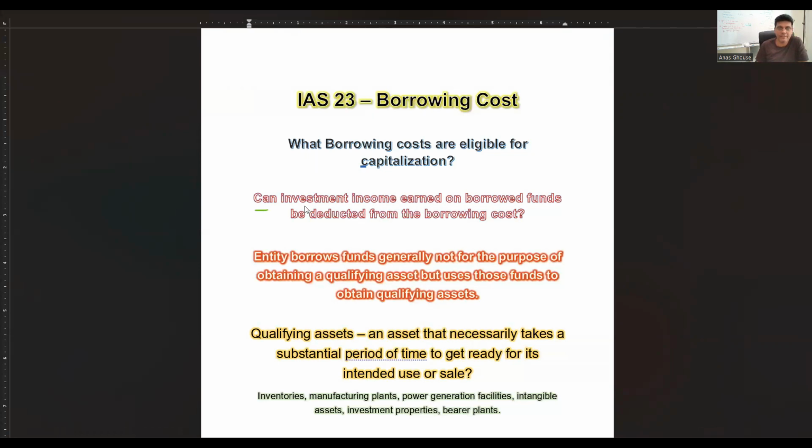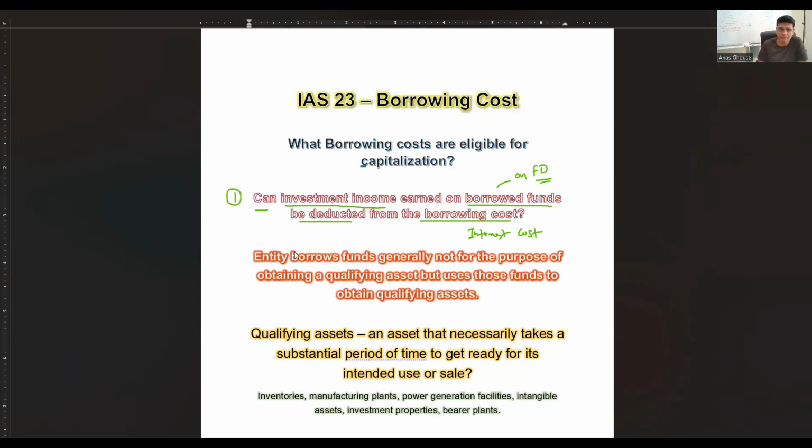The first one is, can investment income earned on borrowed funds be deducted from the borrowing cost? When you have borrowed funds, and those borrowed funds will be utilized in stages, based on the construction progress, then if the full amount is not utilized, until it is utilized, those funds can be invested in fixed deposits or other investment opportunities. Suppose you earn certain income on those investments, what has to be done? Can that investment income be deducted from the borrowing cost? The borrowing cost means the interest cost that you are paying on your borrowed funds. And here the investment income means the income from borrowed funds invested in fixed deposits or other investment opportunities. When you earn such income, can it be deducted from the borrowing cost? This is the first thing that we need to look into.